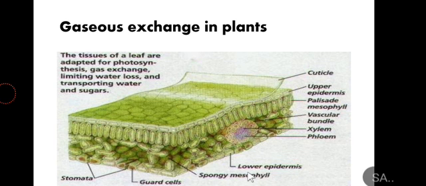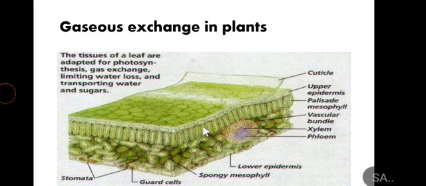Dear students, now we'll move to the gaseous exchange in plants. We'll learn about the anatomy of the leaf so that you will learn more clearly about how the gaseous exchange is happening in the plants. So for the sake of simplicity, we'll divide the tissues of the plants into three categories. First is the epidermis, the next is the mesophyll tissue, and the last is the vascular bundle, that is the vascular tissue. We'll discuss them one by one.